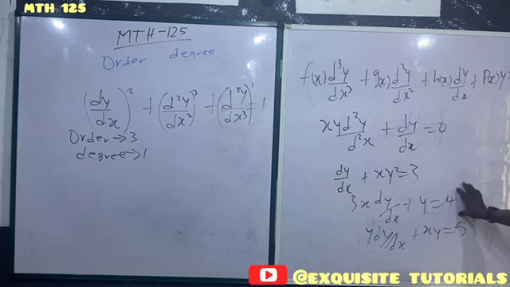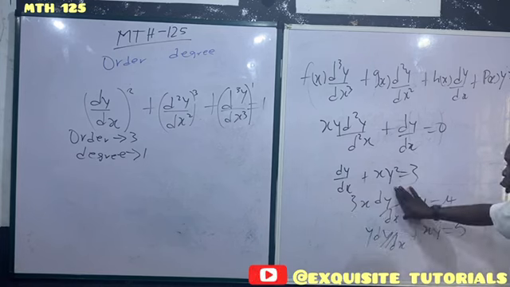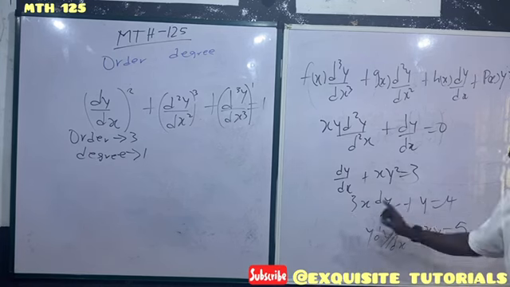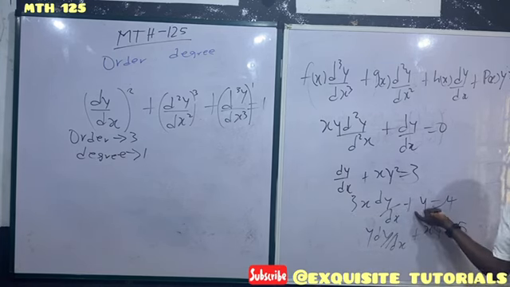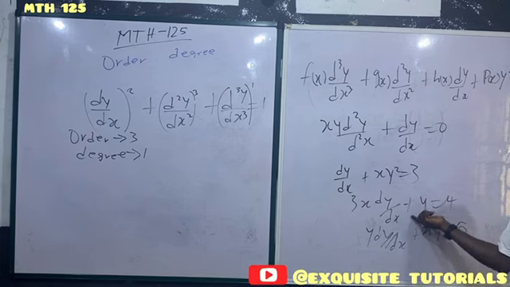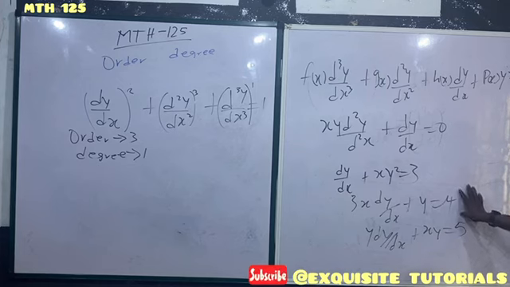Now, for this second one, what is multiplying the differential coefficient here is a function of x, 3x, which is okay. And what is multiplying the y here is 1, which is not a function of y, but a function of x. So this is also a linear differential equation.